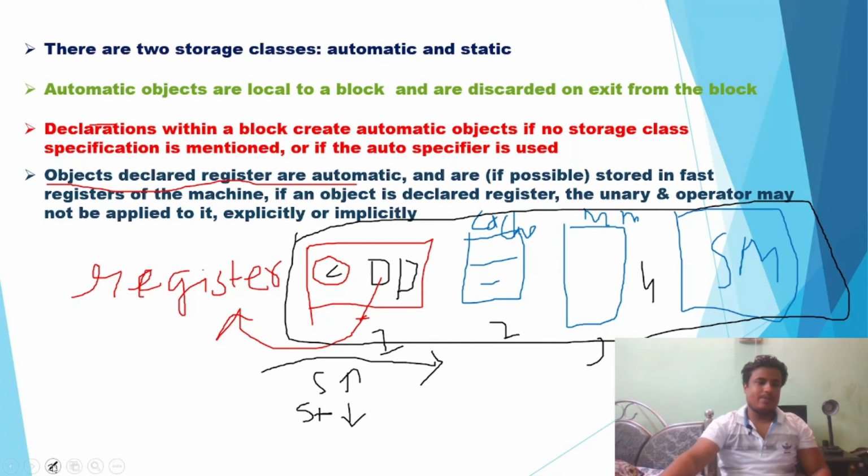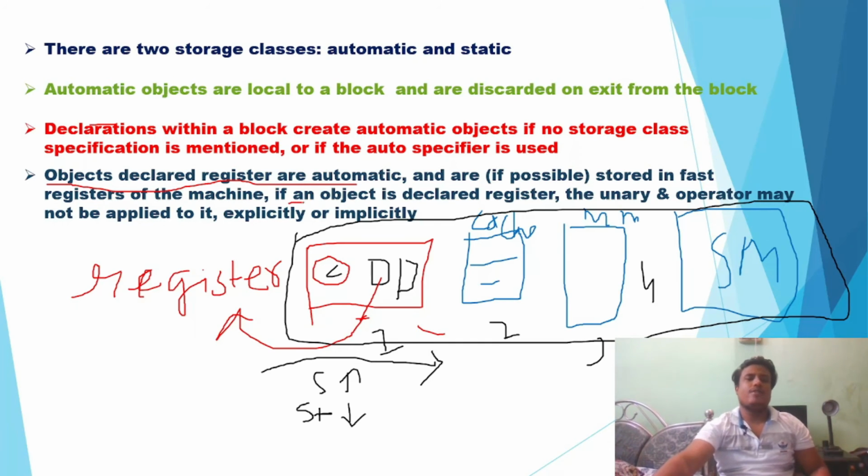So what does this line say? Variables are stored in the fast register of the machine. It is not possible every time to get a register using the register keyword, because registers are very busy parts of the system. The CPU might not give us access to a register easily, but if you get it, then variables declared with the register keyword are always automatic or local variables. Hope you get this point.